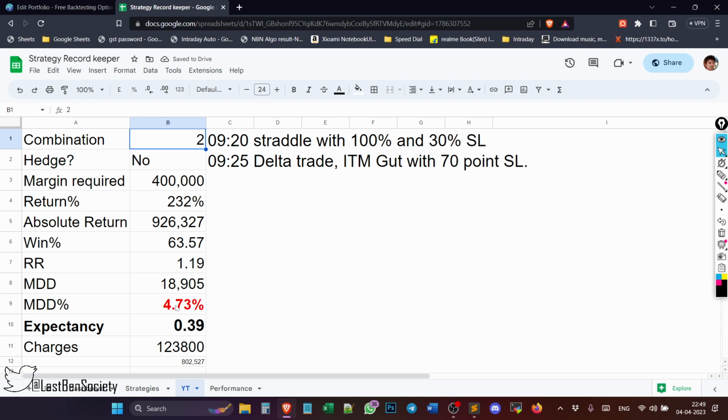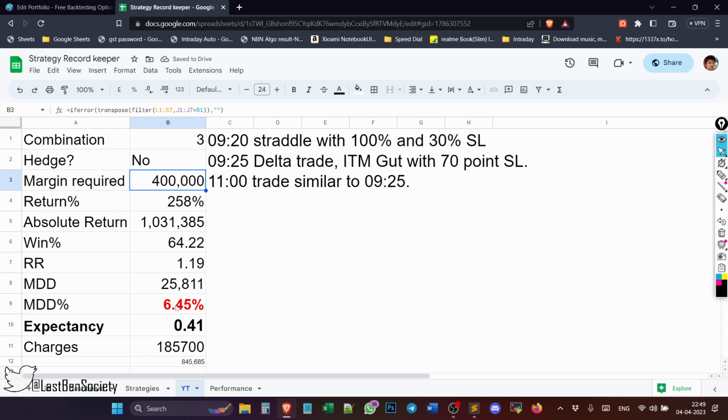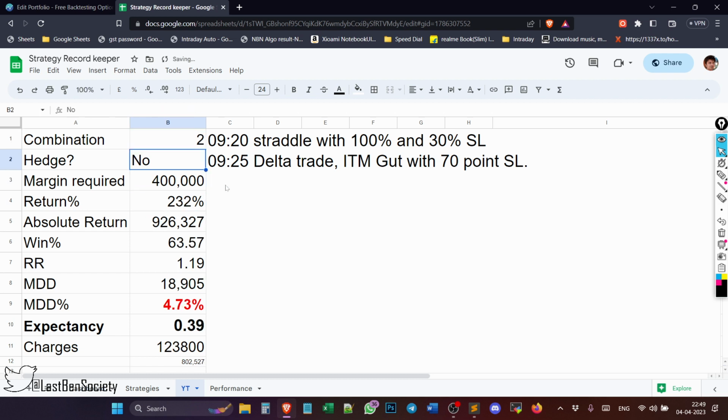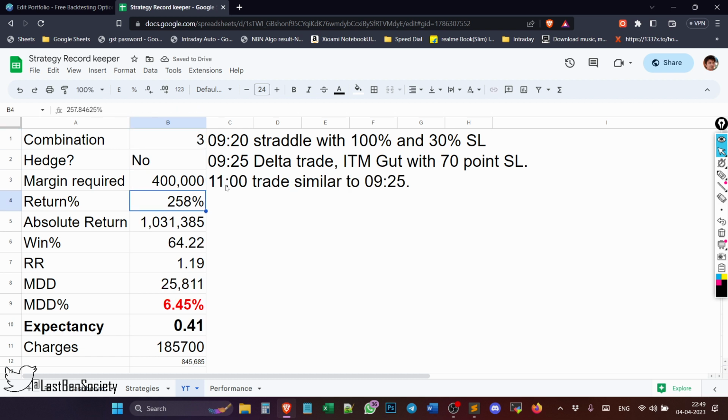Okay, so let's go to the third combination, that is the 9:20, 9:25 and 11 o'clock trade. Now the margin required is the same. Why? Because the 9:25 trade will exit before this entry. Now what is the return on this thing? 258%. It's increasing from 232% to 258%. Now you see your return is increasing.